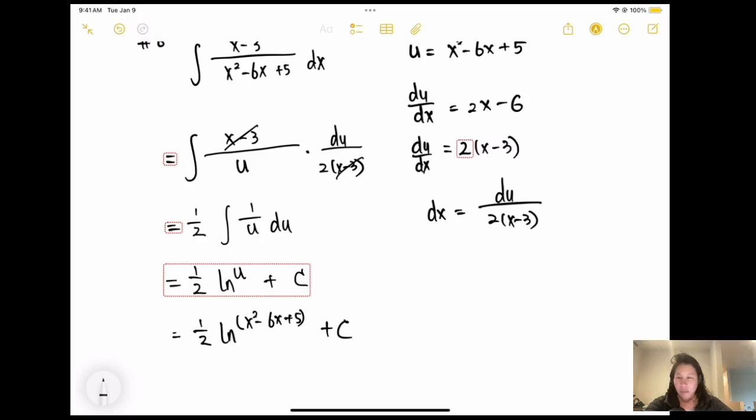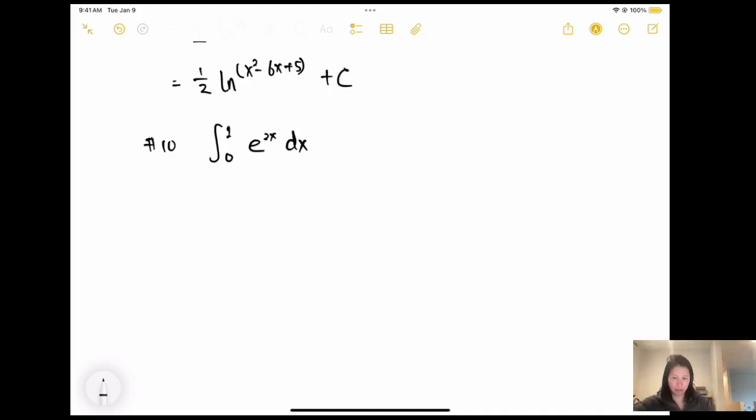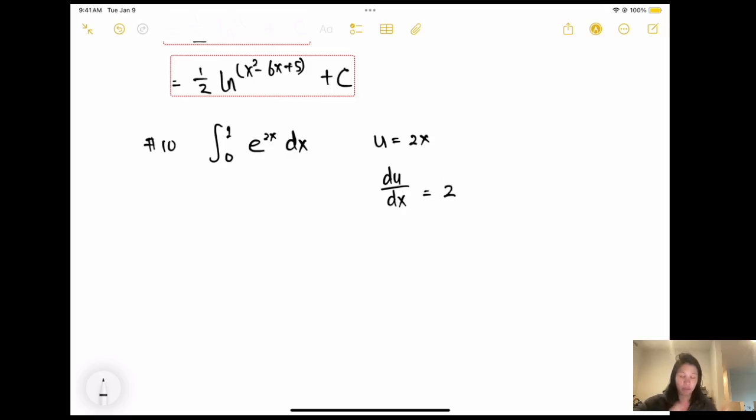Number 9 is similar to number 8, so I'm going to skip it here. Now I want to do number 10. Number 10 is the integral from 0 to 1 of e to the 2x dx. I'm going to let u equal 2x. So when we take the derivative, du/dx is equal to 2, because the derivative of 2x is 2.